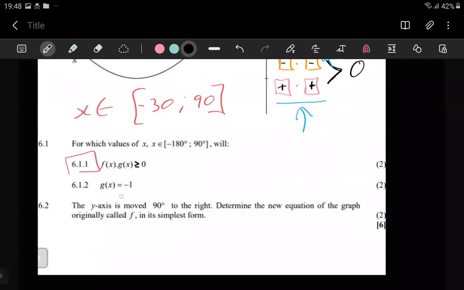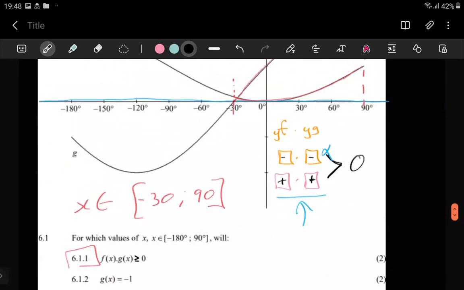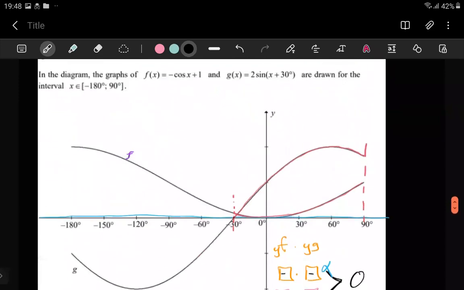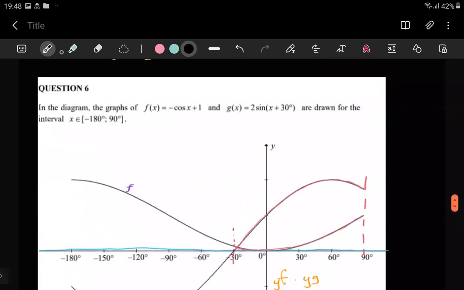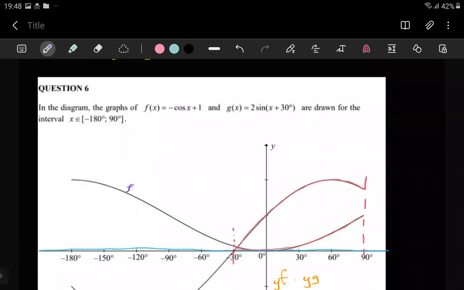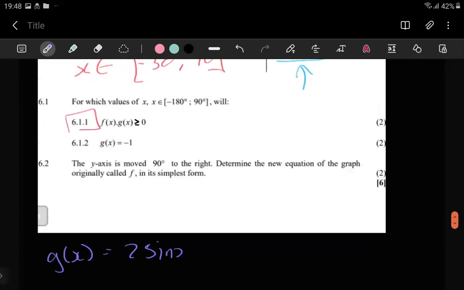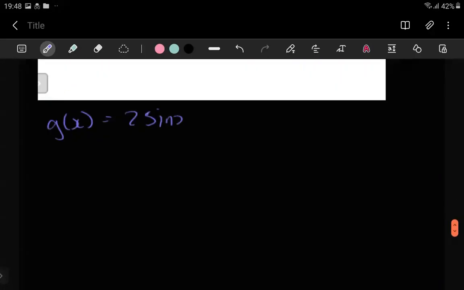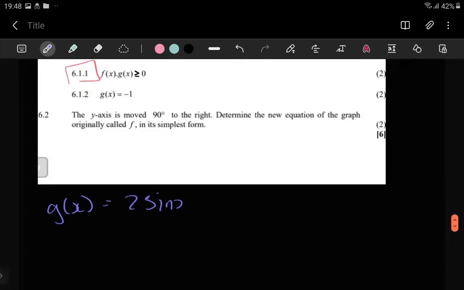So the next one, they're saying for which values of x between negative 180 and 90 will g of x be equal to negative 90? Where is g of x? g of x is this graph here, right? So this is g of x equals 2 sine, and then x plus 30. Let's see here. g of x is equal to 2 sine of x plus 30.